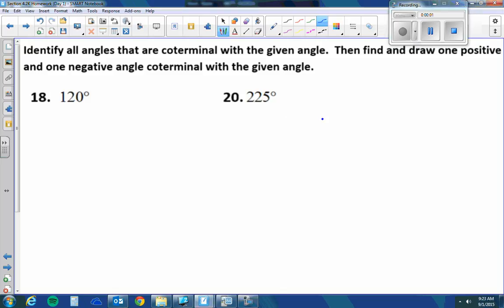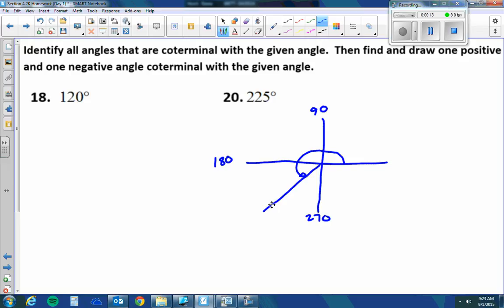First of all, draw them. And let's talk about quadrantal angles. 90 degrees is there, it's 180, there's 270, 360. So you should realize this is third quadrant. And actually, it's 180 plus 45. This is exactly down the middle of the third quadrant.